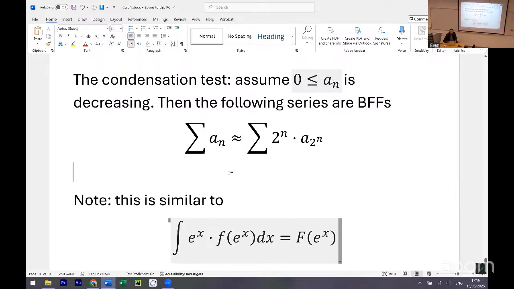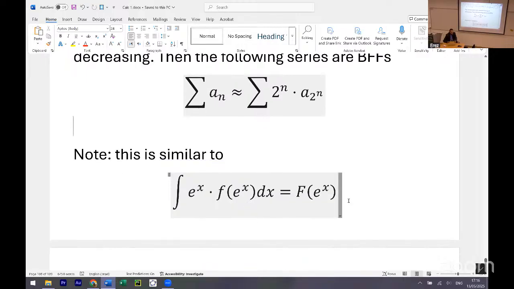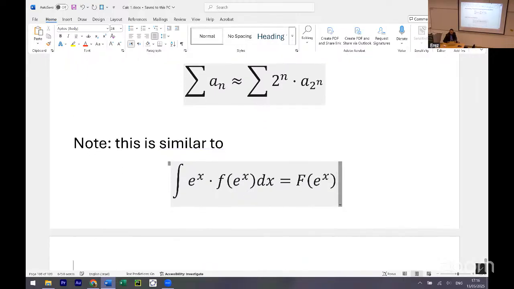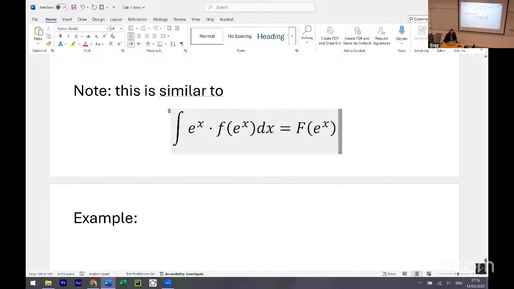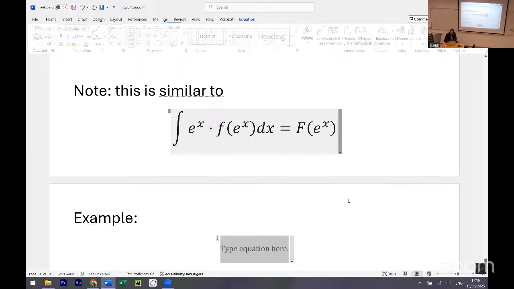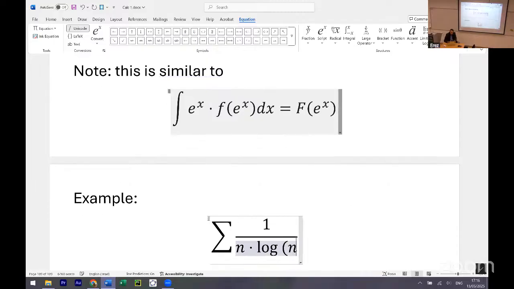Okay, so let's do a quick example before starting the explanation. Example. Look at the series 1 over n times log of n.